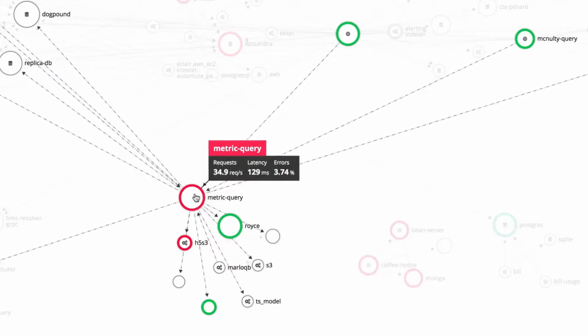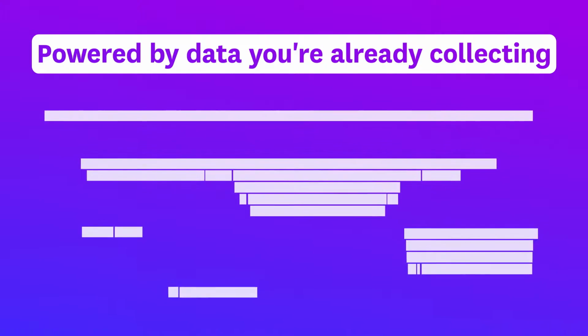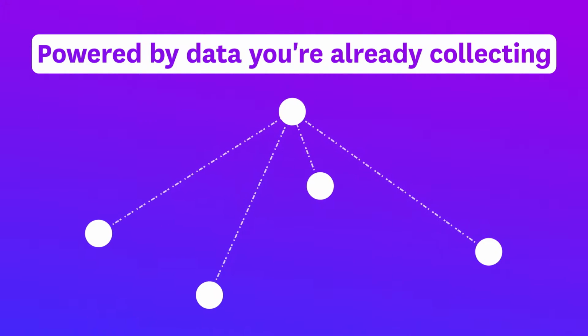Every node is a service with color coding to reflect the status of any alerts you've set. Arrows show request traffic between services. Best of all, the service map uses the data you're already collecting in Datadog APM, so setup is touchless and automatic.